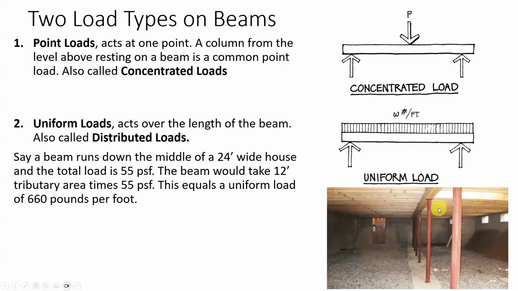So when I say the beam takes a 12-foot tributary area, does everybody understand how we got that? That's our old half and half rule. So 12 feet overall is going onto this beam. If my loading is 55 pounds per square foot, I take 12 times 55. My uniform load on this beam would be 660 pounds per foot. So every foot of that beam, we assume that it's getting 660 pounds dropped on it from the floor joist. Does that all make sense? Hopefully, okay.